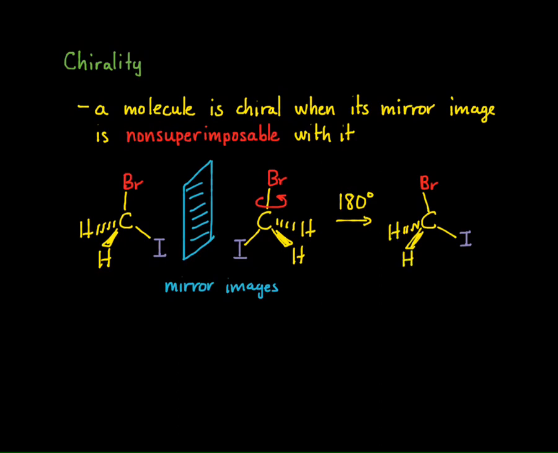And what do I have? Well, essentially, I now have the same structure that I have as my original structure. And therefore, the two molecules that I constructed are superimposable with one another. And therefore, this is not a chiral molecule. And we call molecules that are not chiral achiral. So achiral molecules are molecules that are not chiral.